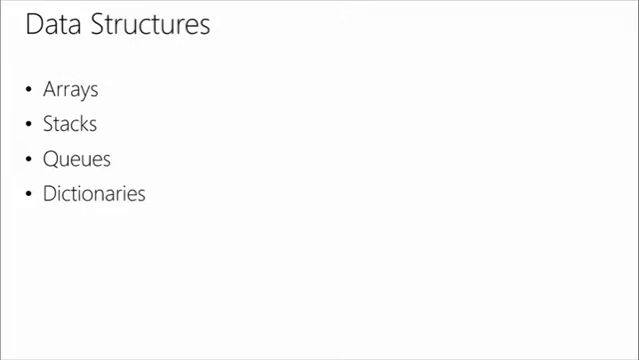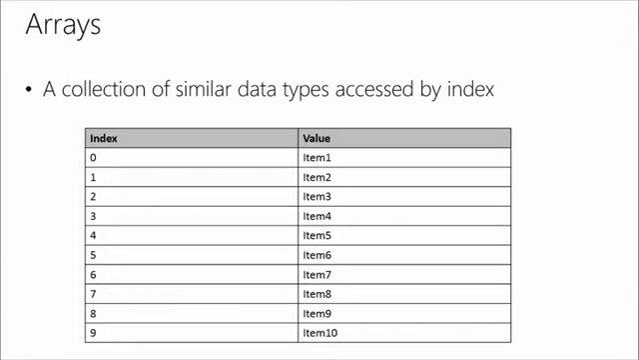So let's look at our first one. We'll take a look at, in this module, arrays, stacks, queues, and dictionaries. So 4 different ones that we'll focus on, to let you know what they look like, how they're implemented, where you might use them, and then we'll see some actual code samples of what those look like.